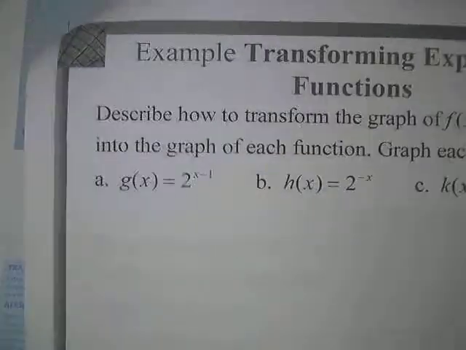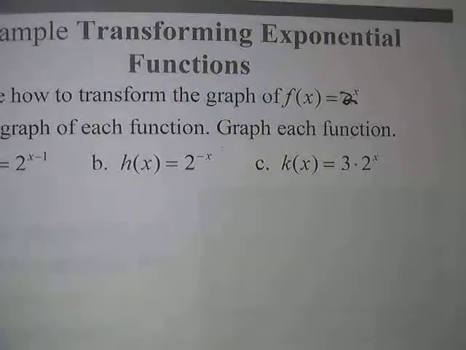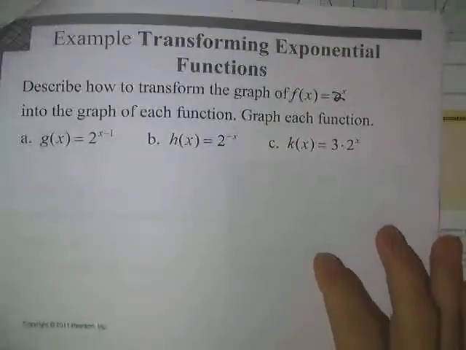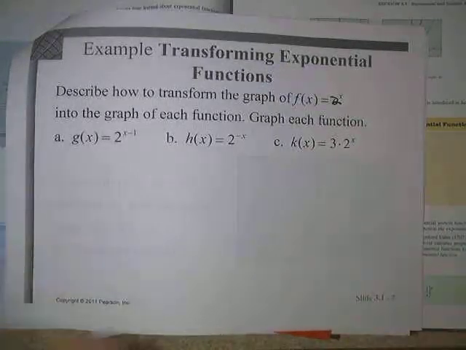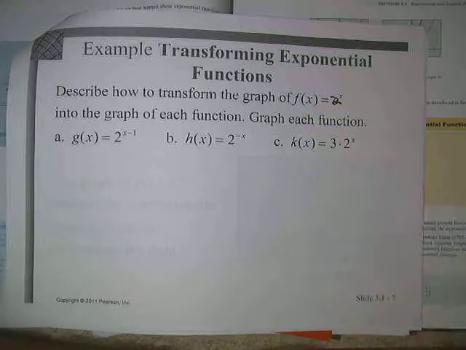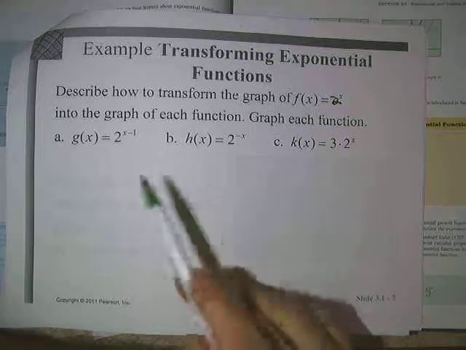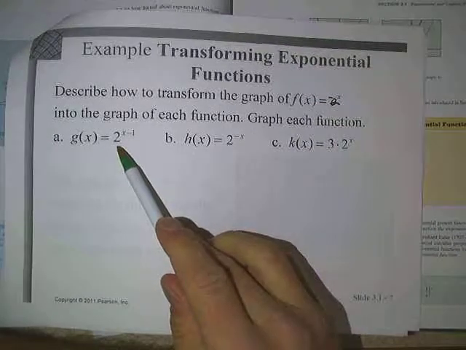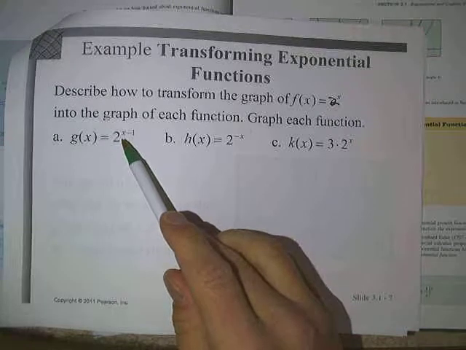Since we know a lot about transformations already, most of what we're going to look at today should be pretty much a review regarding transformations. So let's talk about the 2 to the x function. We saw what the graph of that looked like. So ultimately the question is, what's it going to look like if we graph 2 to the x minus 1?